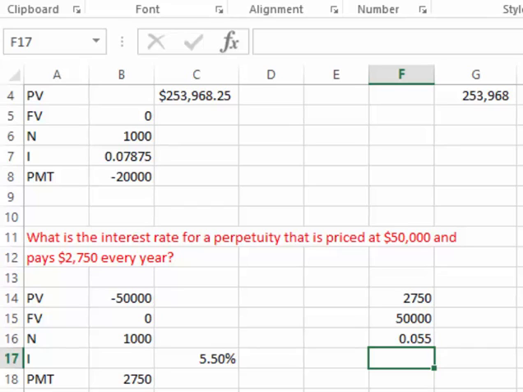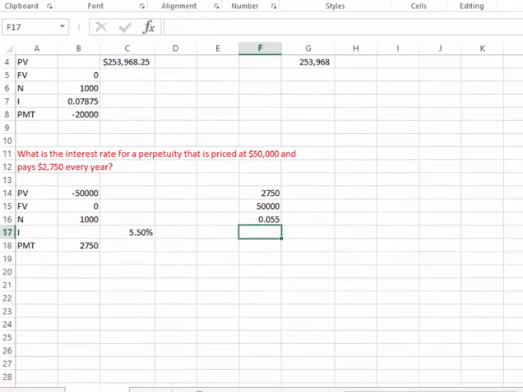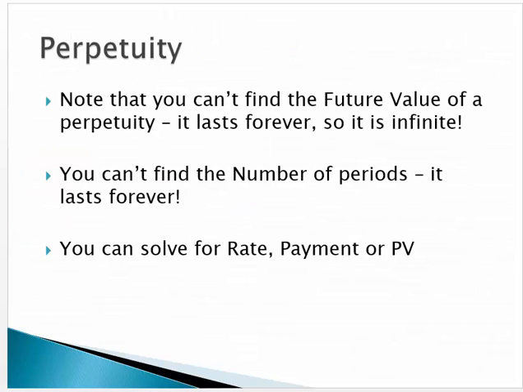So you can use the formula, and it's simple enough with perpetuities to use the formula, or you can use the 5 things in Excel and use the Excel formulas, the Excel functions. So that is perpetuities. That's a series of even cash flows, and we'll pick up with uneven cash flows in a future video.